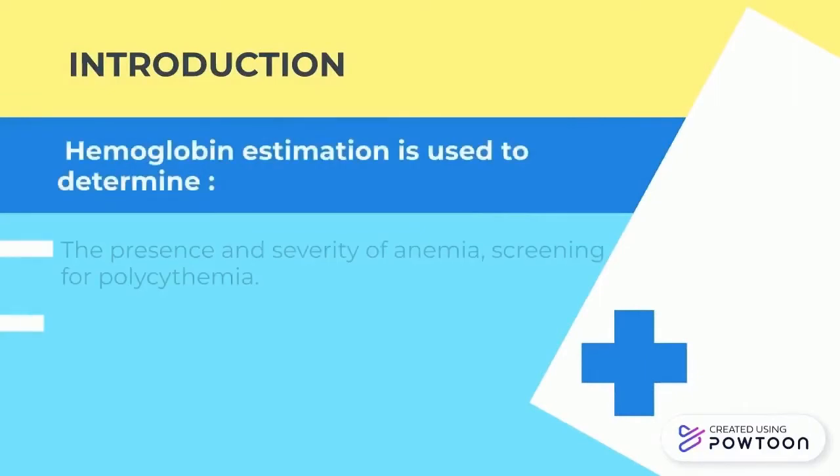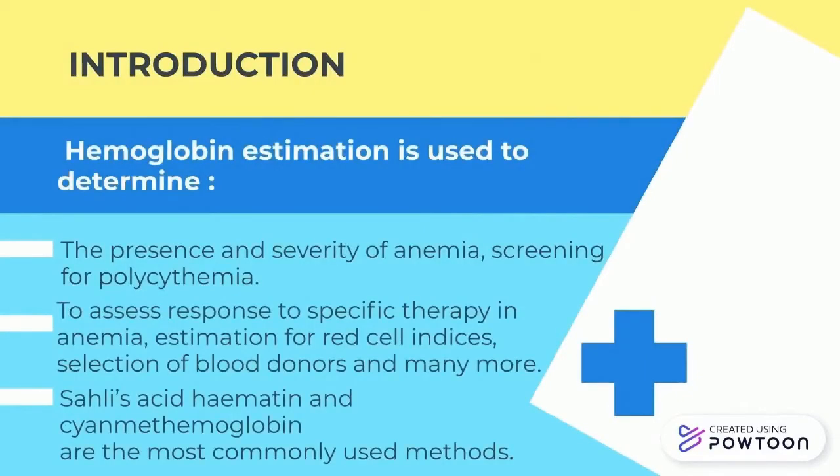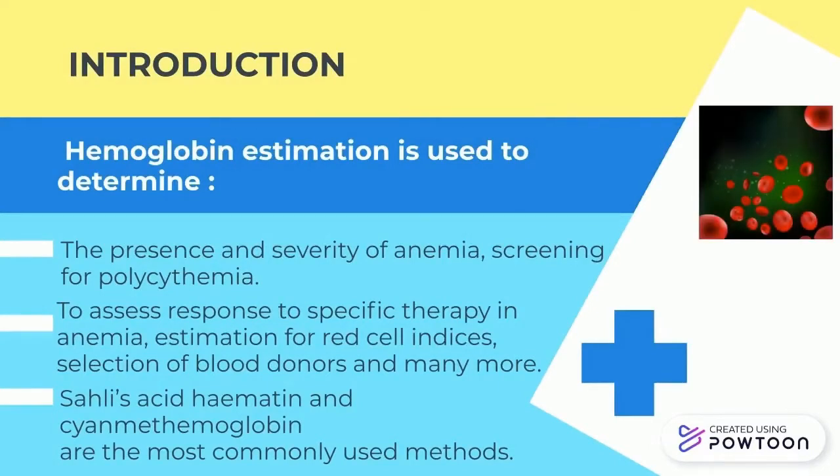Hemoglobin estimation is used to determine the presence and severity of anemia, screening for polycythemia, to assess response to specific therapy in anemia, estimation of red cell indices, and selection of blood donors. Sahli's acid hematin, or cyanmethemoglobin, are the most commonly used methods.